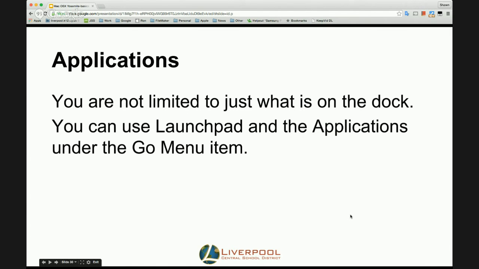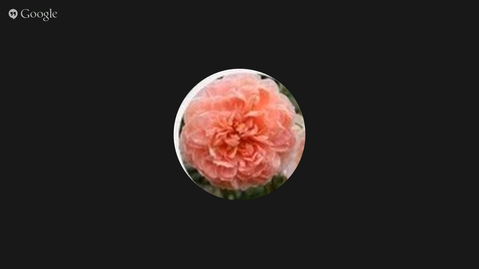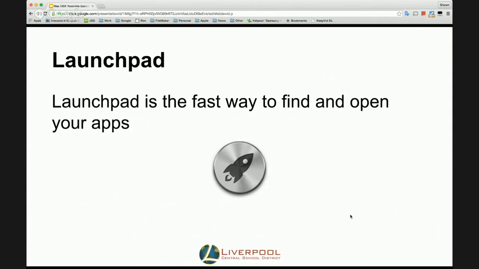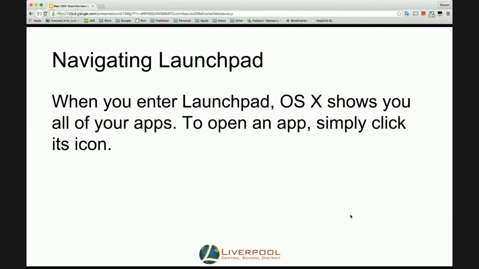You're not limited to what's just on the dock. Many people think that, and that's not true. So I want to make sure that it's clear right now. You can use the applications under the Go menu, or, and this is just an example, you can use Launchpad. And Launchpad is a really fast way to find and open your apps. That's that little rocket ship icon that is on the dock. It should always be there to the left, right next to the Finder icon.